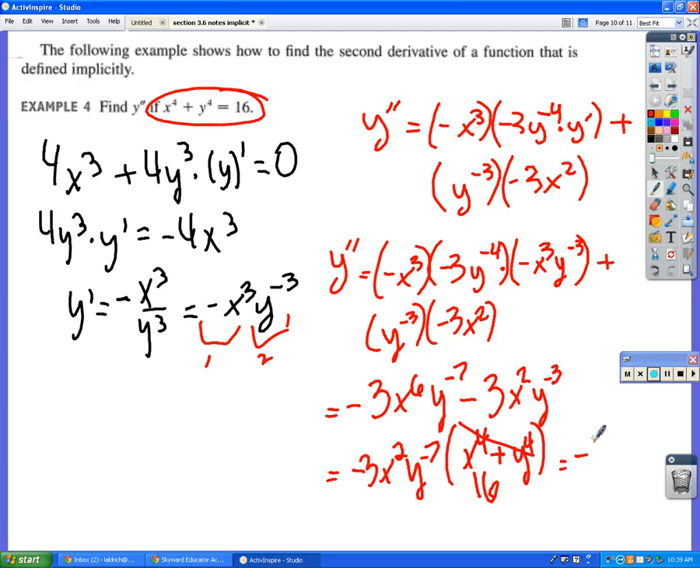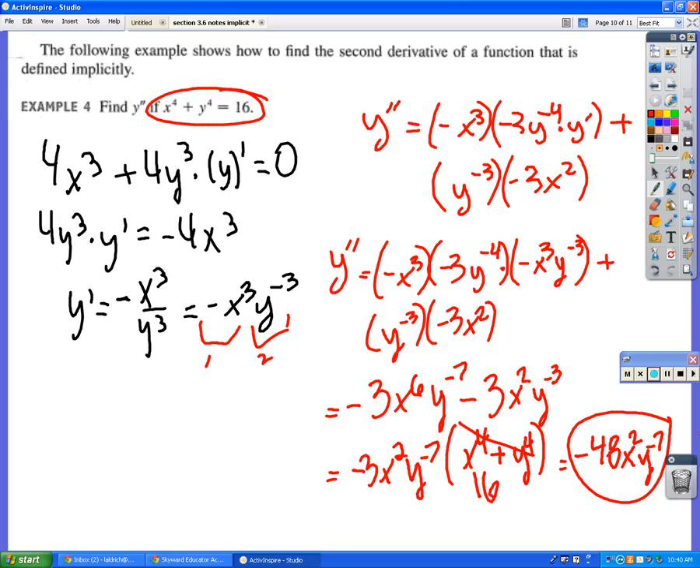Negative, we almost didn't do that. Negative 48 x squared y to the negative 7th. Which is, even Taylor will agree, pretty cool and nice. That's way nicer than this right here. I would never be able to get that.